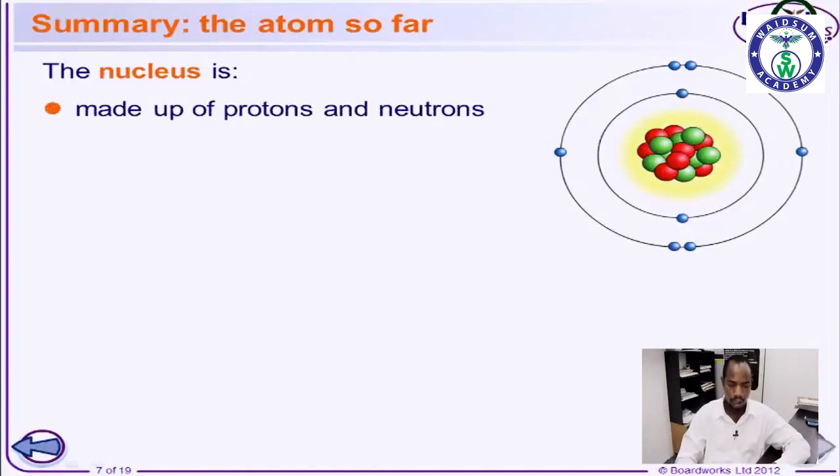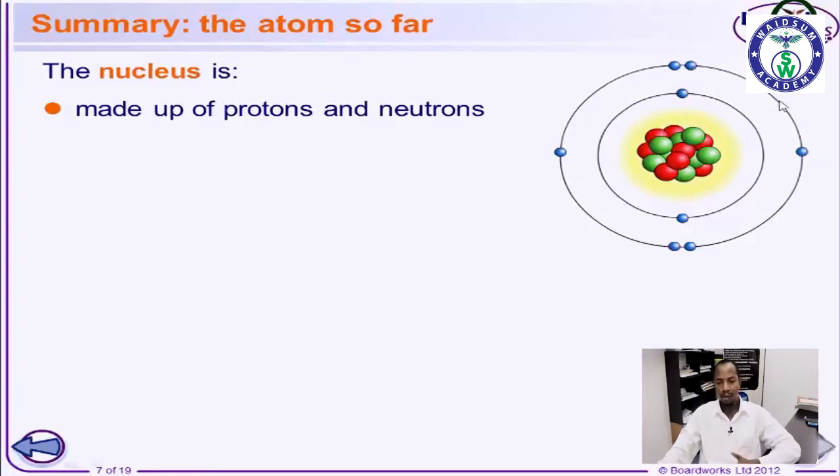Now the nucleus is made up of protons and neutrons. This we've understood. If you take a look at this atom, this is the nucleus. This nucleus is made up of the reddish ball and the greenish ball. These are the number of protons and the number of neutrons, and both of them are found in the nucleus of the atom.